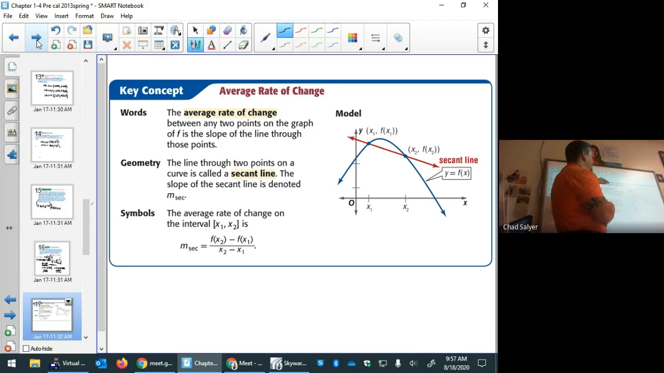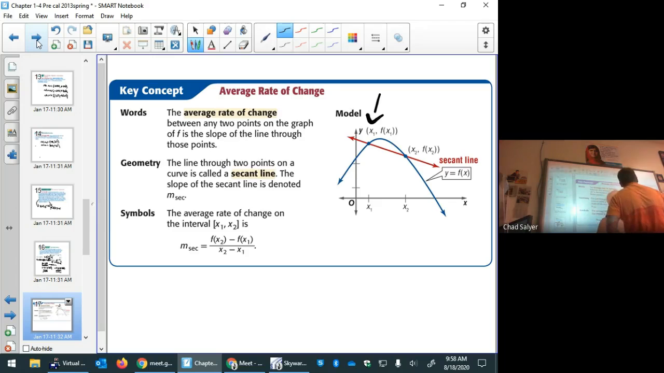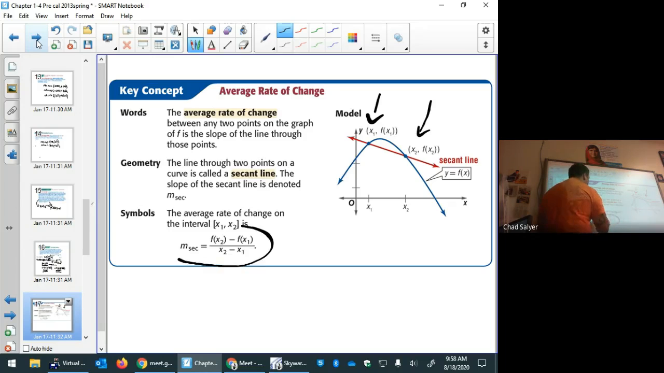Okay, so basically, you're going to take a point, x1 is where you're going to start your analysis, and x2 is where you're going to end your analysis. And we just plug those into the slope formula. That's all this is. Those 2 points go into the slope formula.